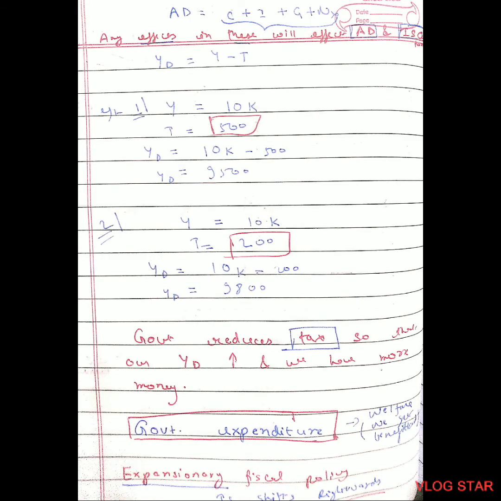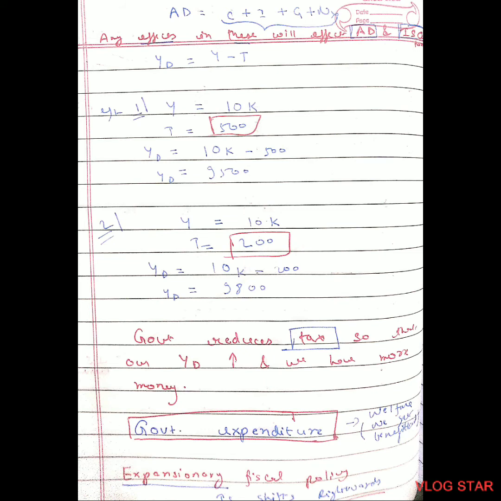As we know, the aggregate demand is equal to C plus I plus G plus NX, that is consumption plus investment plus government expenditure plus net exports. So any change in any of these elements will affect the aggregate demand. And with the effect on aggregate demand, the IS curve will equally get affected. So the government uses expansionary fiscal policy when it sees that there is a lack of money supply in the economy. So what the government does is it reduces taxes.